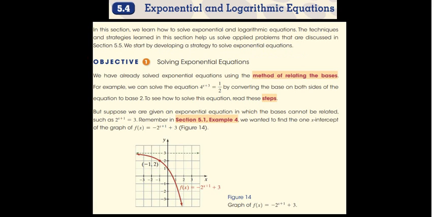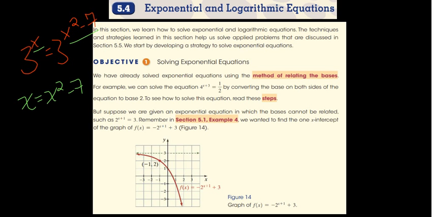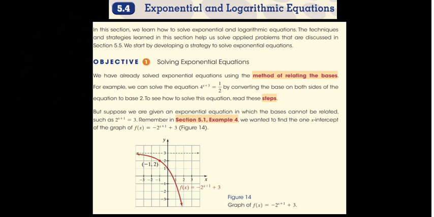So we've already solved exponential equations using the method of relating the base. Okay, so relating the base, if you recall, is, if we have something like 3 raised to the x is equal to 3 raised to the x squared minus 7, and then of course what we do is we equate the two exponents because my bases are the same. So we would just simply say x is equal to x squared minus 7, and then we would proceed to solve for x. So that's what we do when the bases are the same.